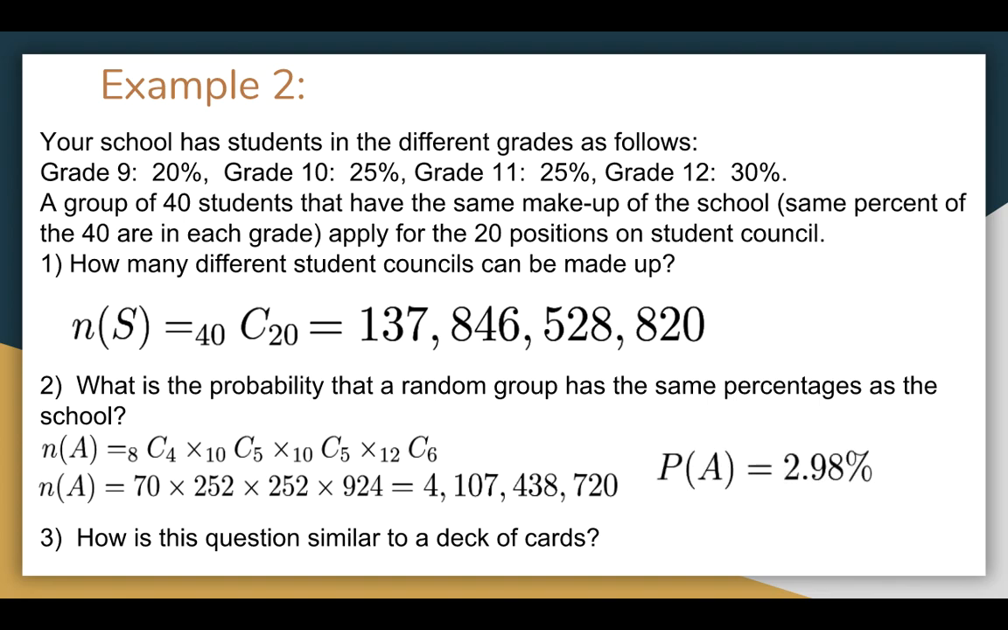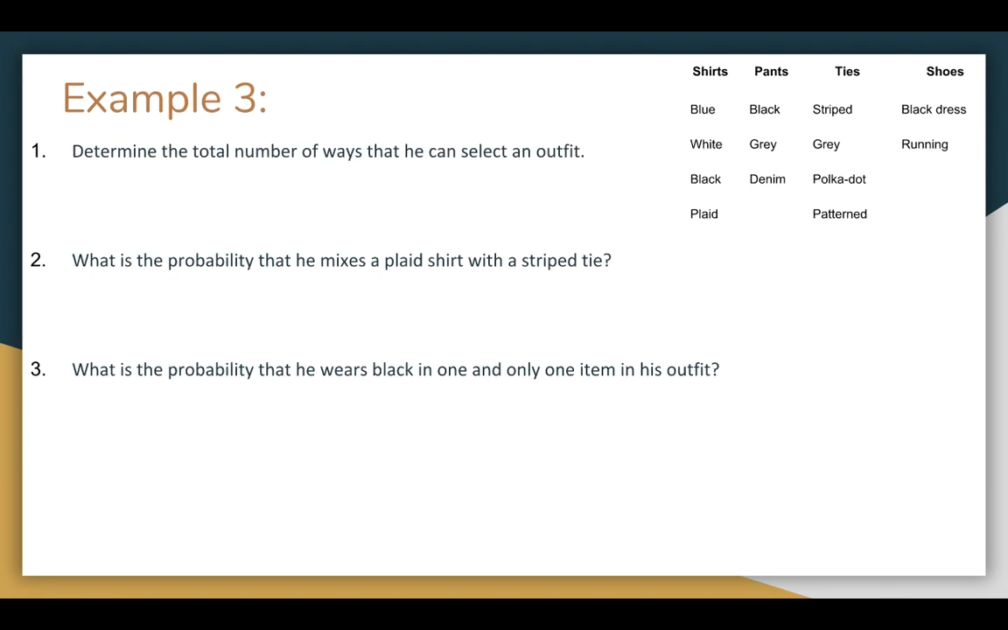So not a very high likelihood that we're going to get the same makeup. Which kind of makes sense. It's easy just to have one too many. And actually 97% of the time you're going to have one too many. It's very similar to a deck of cards.